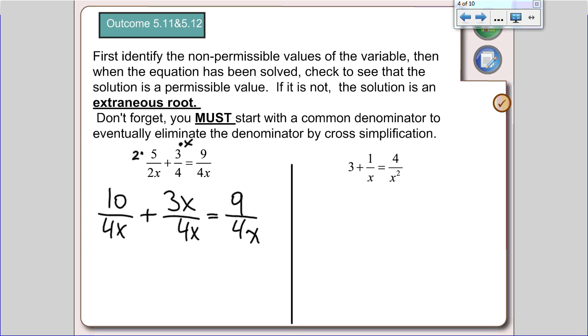What do you do right now? Get rid of all the 4x's. They're all gone now. Right? Denominator goes away if they're all the same and you have an equal sign. Now just solve it. Move the 10 over. So you have 3x is equal to negative 1. X is equal to negative 1 over 3rd.